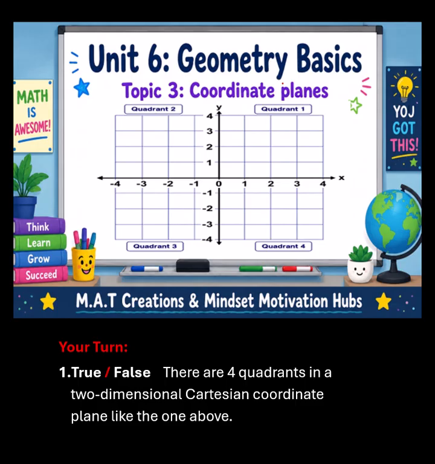You're used to seeing your turn by now. Let's answer it together. True or false? There are 4 quadrants in a two-dimensional Cartesian coordinate plane, like the one above. Good. That is true. There are 4 quadrants. Excellent job.